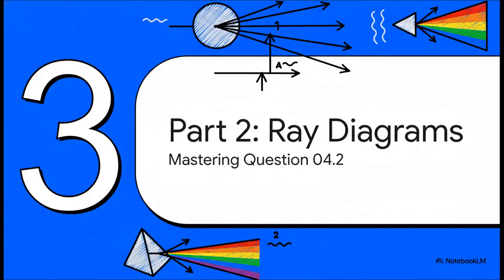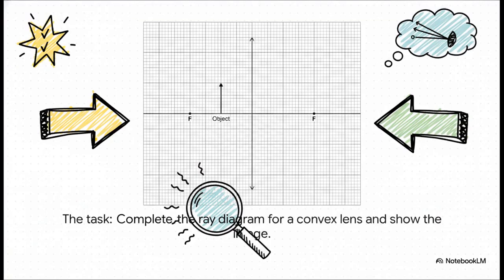We're shifting gears now from theory to a hands-on skill, drawing a ray diagram and doing it accurately. So what we've got here is a grid with a convex lens, an object, and those 2 important focal points, both labeled F. Our job is to finish the diagram to show where the image forms and how big it is. This is worth 3 marks, so you know precision is everything here.